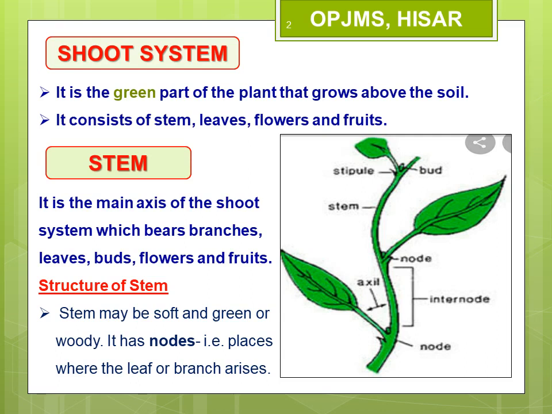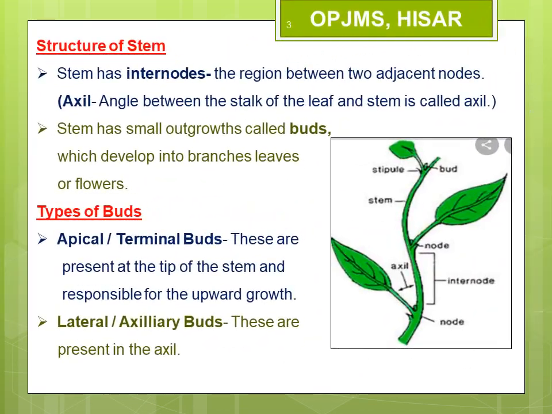Now let us study about the different parts of the stem. As I have already told you, stem may be soft, green or woody. The part of the stem where the branches or leaf arise is known as the node. The portion of the stem between the two adjacent nodes is known as the internode.